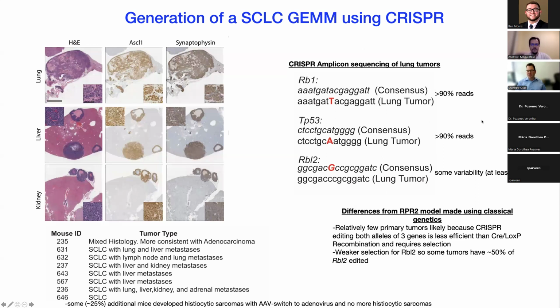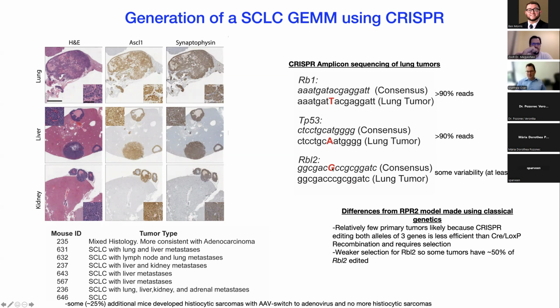And so we could characterize these initial tumors. This is just CRISPR amplicon sequencing. We're basically taking the amplicon where we've targeted RB, P53 and RBL2, and we saw in every single tumor there was selection for complete loss of RB and P53, which you'd expect based on the initial mouse model, but that was encouraging to see.